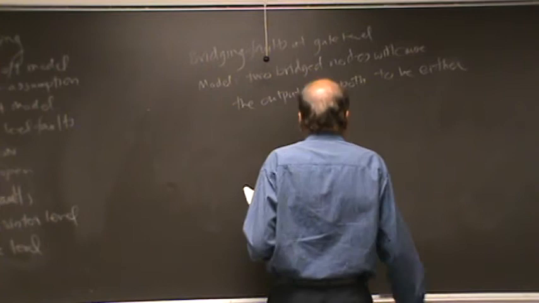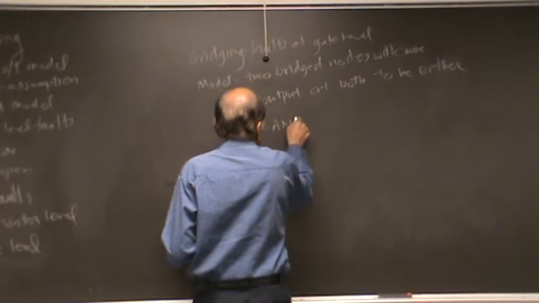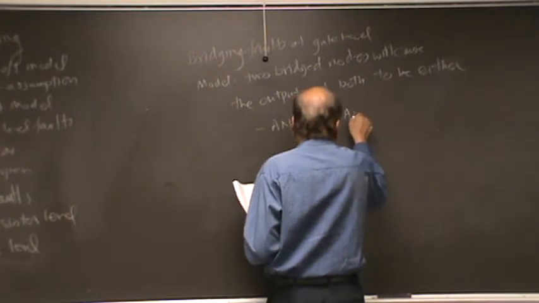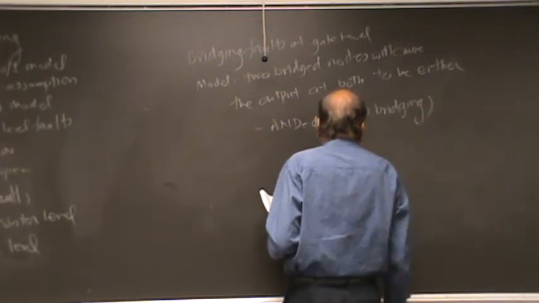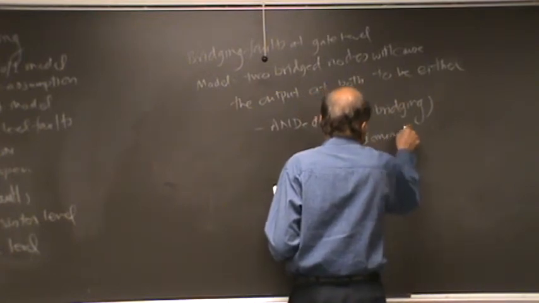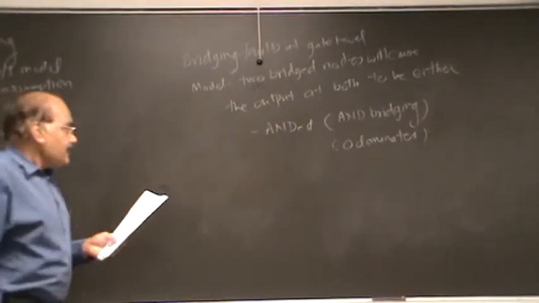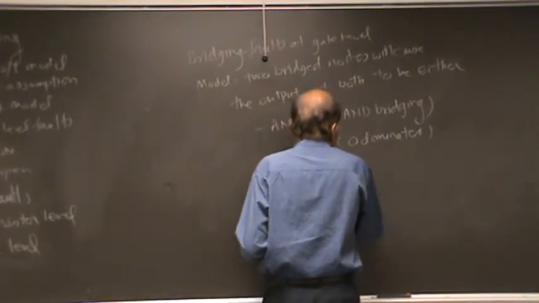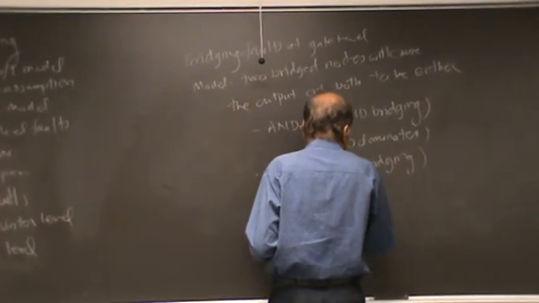People thought about this. They could be either ANDed, and in this case it is called an AND bridge, where 0 dominates. The other possibility is that they could be ORed, and that is referred to as OR bridging, and in this case, 1 dominates.